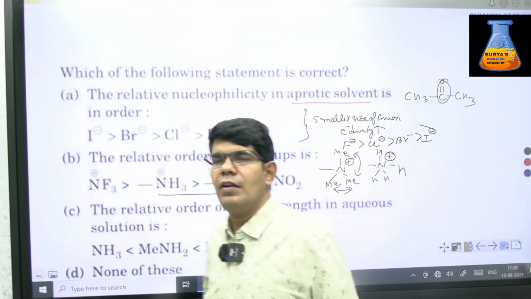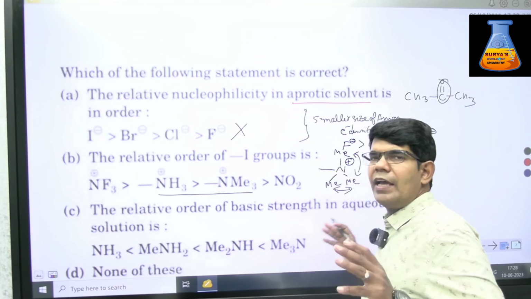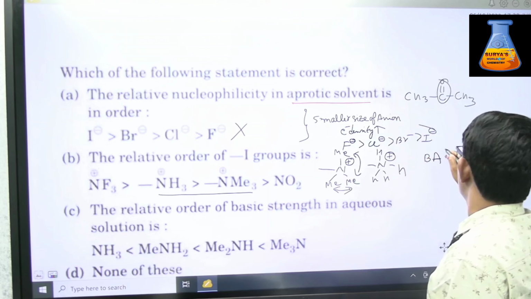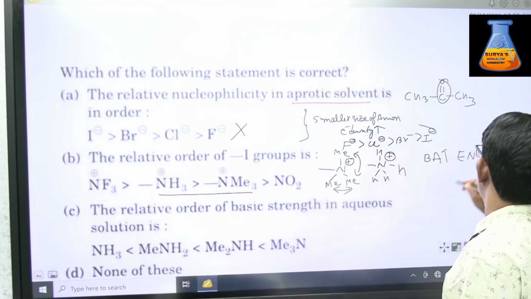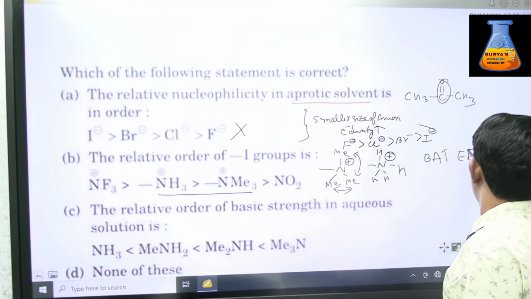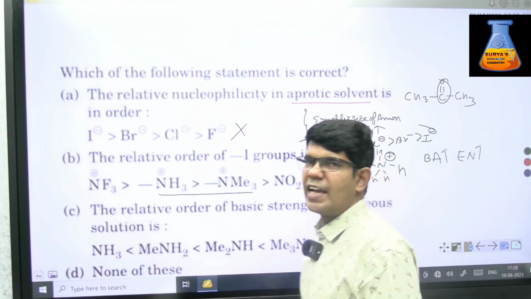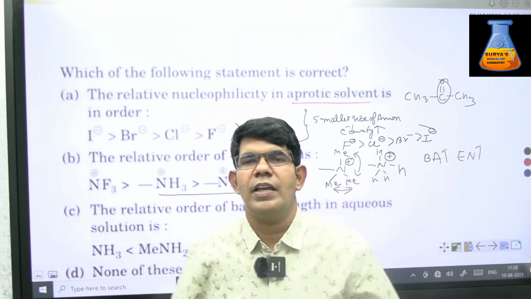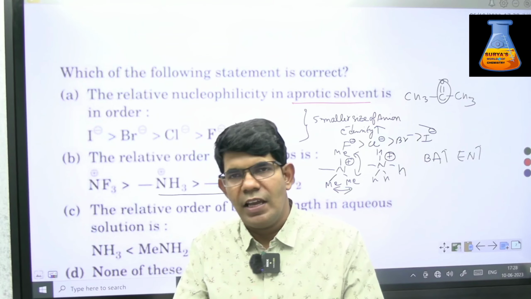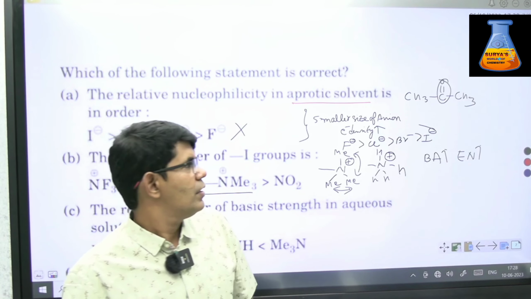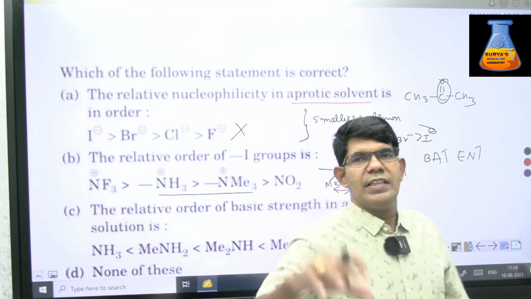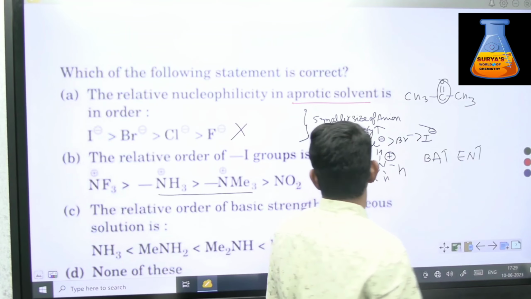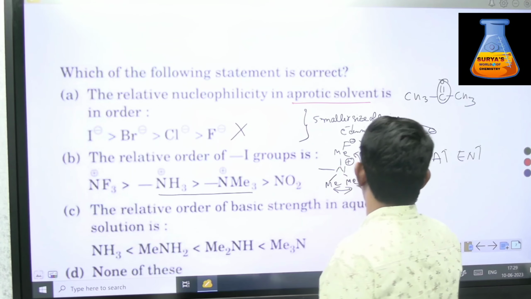Their bond angle increases. When there is an increase in the bond angle, what happens to the electronegativity? Electronegativity increases. Like the percentage of s character, the space occupied will increase, the bond angle increases and electronegativity also increases. When electronegativity increases, the ability to withdraw, the minus I power, will be more. So NR3 plus will have more than NH3 plus.